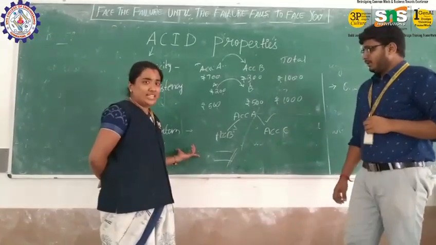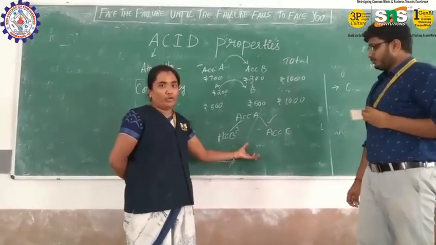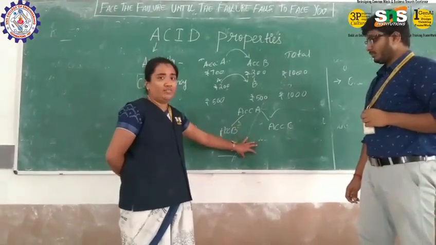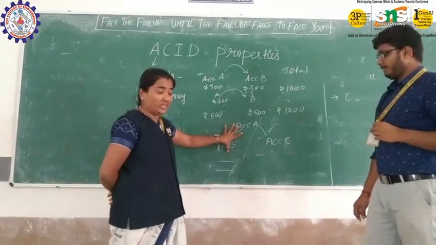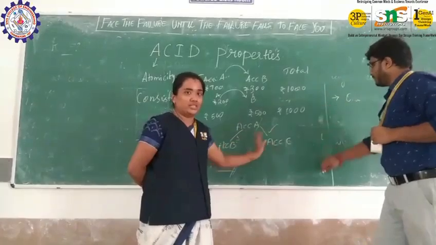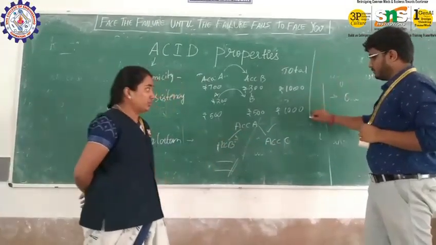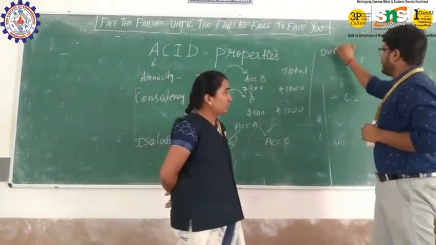For example, in simple words, we have corona: if someone is not well, we will isolate them. Likewise, two accounts will get completely transacted. After that only, account C gets its own transaction. So next, durability.